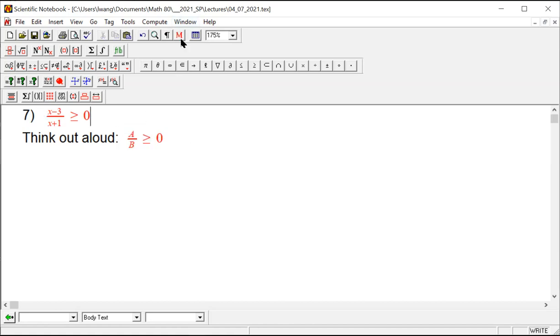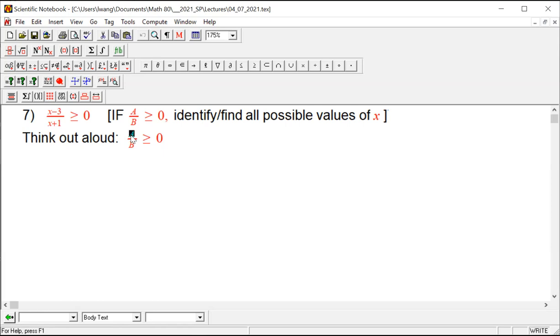So this is an if statement. If the quotient of 2 numbers is greater than or equal to 0, then we're trying to identify the value of x. We want to find all possible values of x. And the idea is the same: we just have to check the sign. We just check the sign.